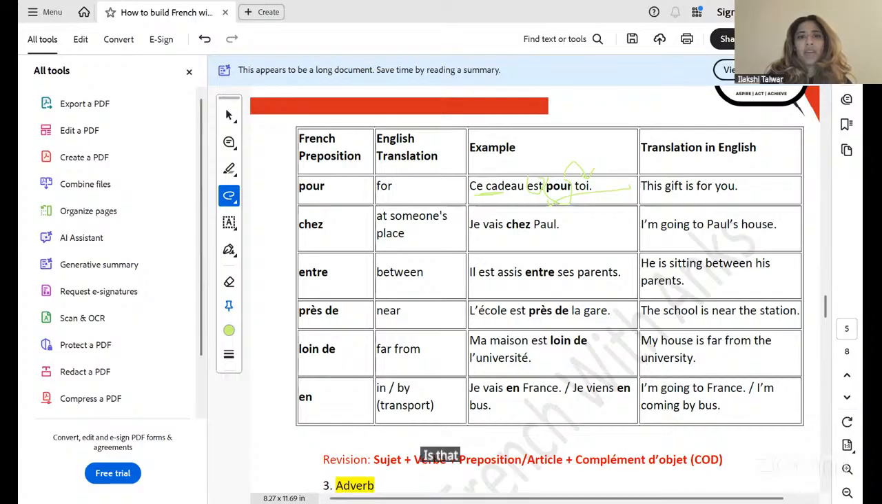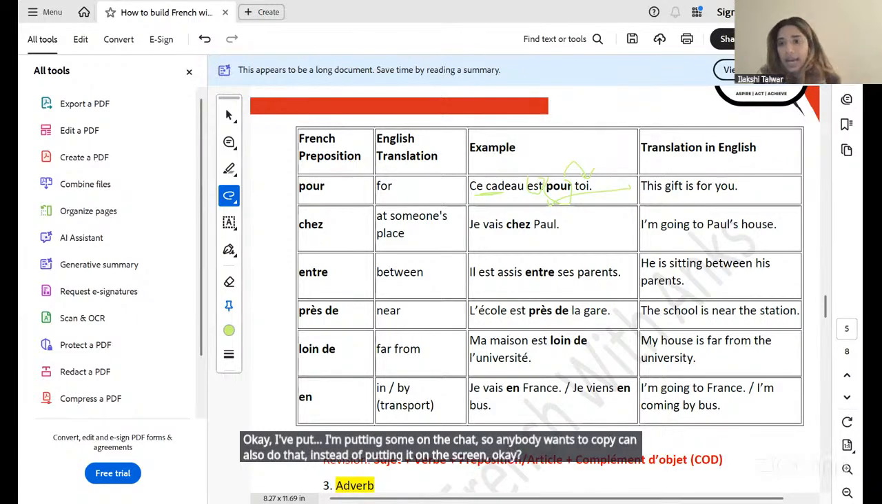Is that a little better? Okay, let me type out some examples for you. And let's address this difference between avant and devant. Okay, I'm putting some on the chats. Anybody who wants to copy can also do that instead of putting it on the screen.